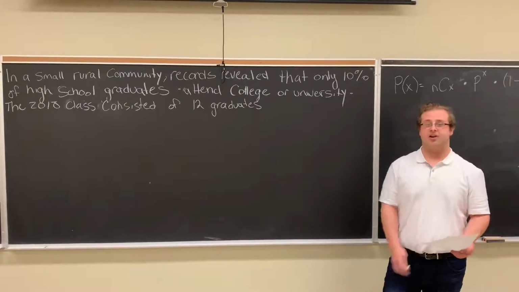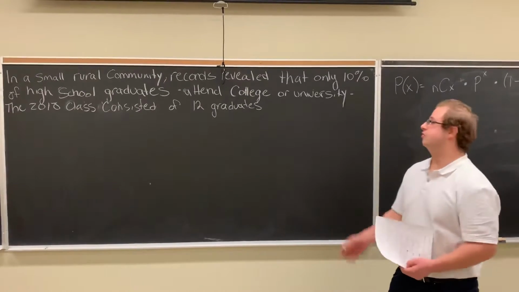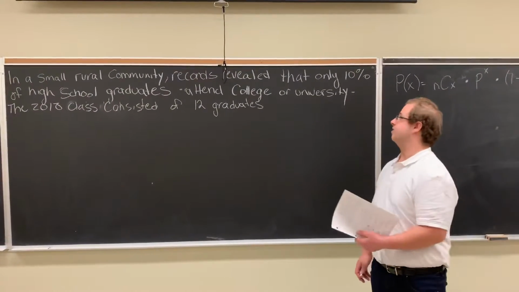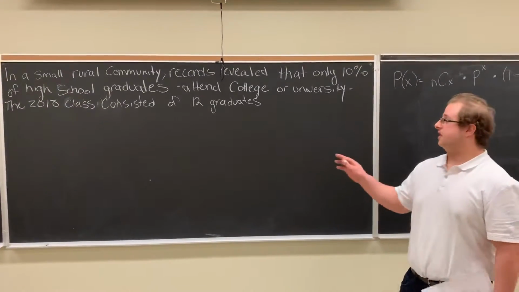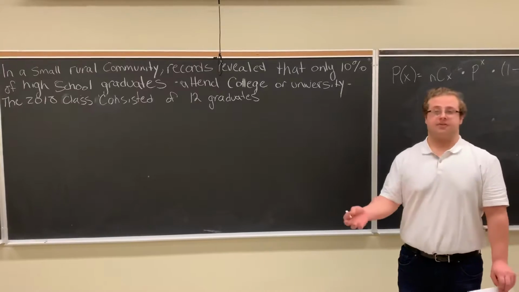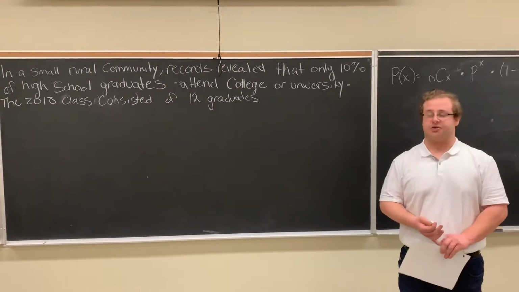I'm from Group R, and my question today was, in a small rural community, records revealed that only 10% of high school graduates attend college or university. The 2018 class consisted of 12 graduates. So my first question was, how is this a binomial distribution?